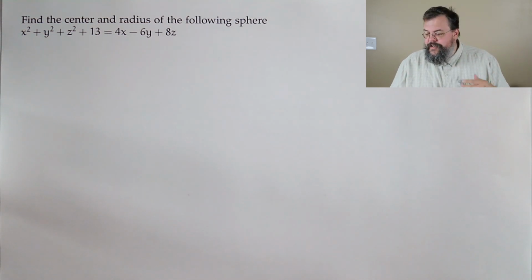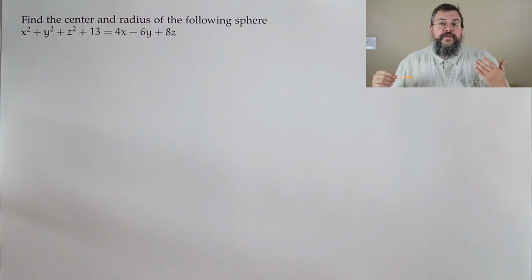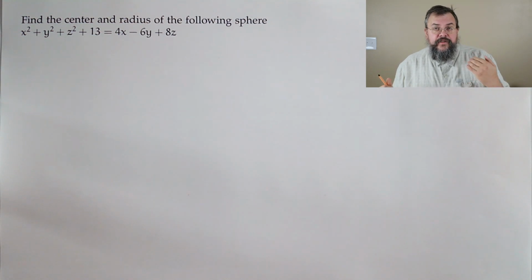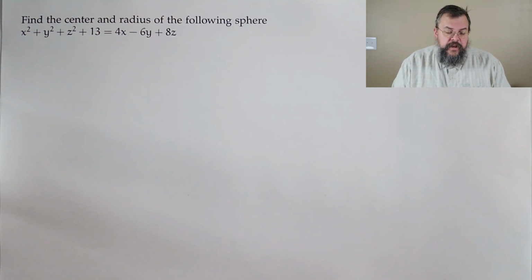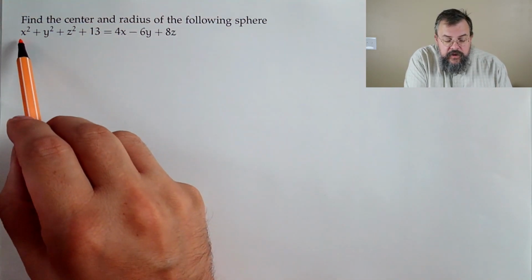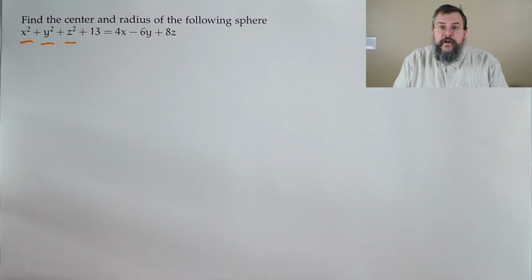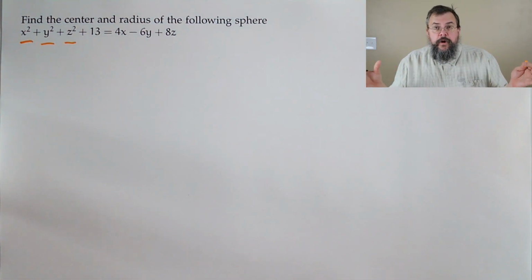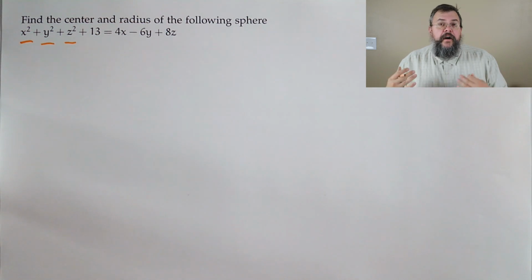I don't want us to trivialize this. But there's a hint that this should be sphere-like. And the hint is we see the x squared, y squared, z squared. They all have the same coefficient of 1, all the same sign. And oftentimes when we see things like that, we think, well, this could probably be a sphere.